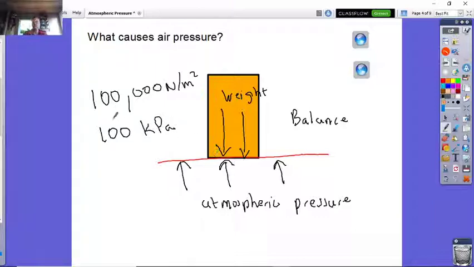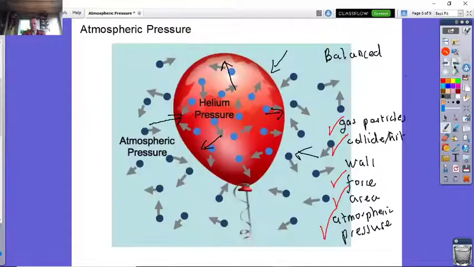Now it will vary. Some days it will be 990 kilopascals, sometimes 104, 105. Today's a nice sunny blue sky day, and it's probably going to be high pressure. And you may hear about this in the weather, where they talk about high or low pressure. So this is a rough average, but it does change a little bit. But the atmospheric pressure is big enough to stop that water falling out.